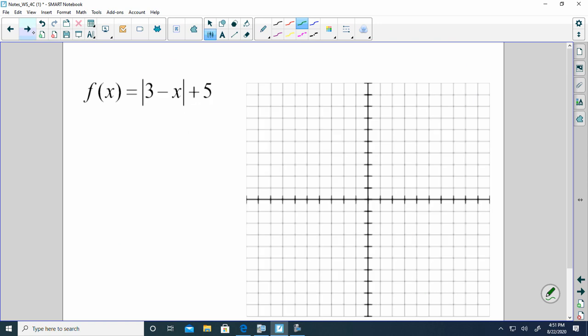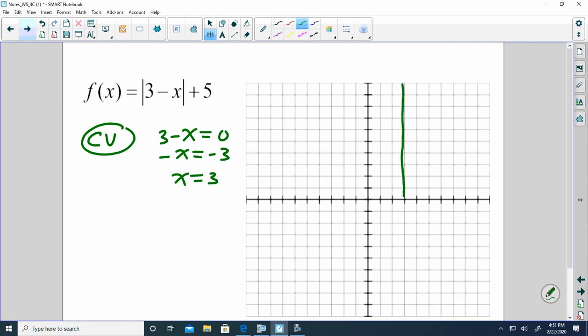And third time's the charm, will do much better. Okay, let's find our critical value where our turning point is taking place. So what we're going to do is we're going to say that 3 minus x is equal to 0. So negative x is negative 3. So x is equal to 3. So here's where my critical value lives.